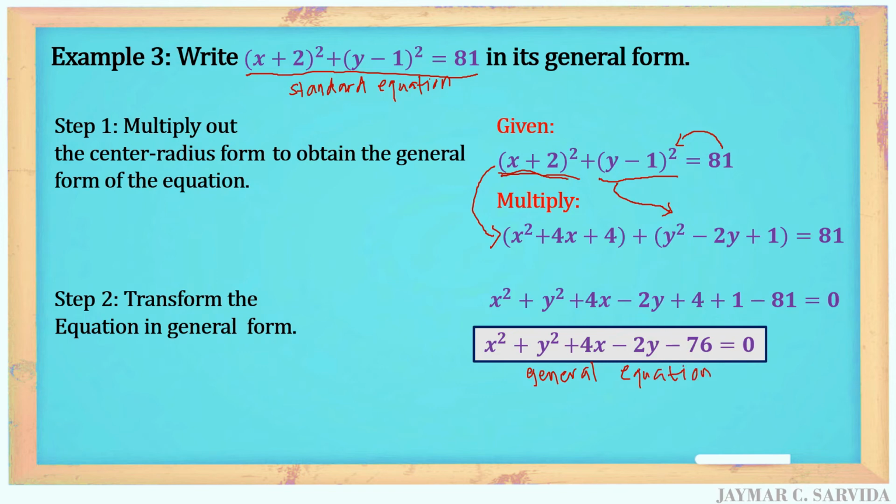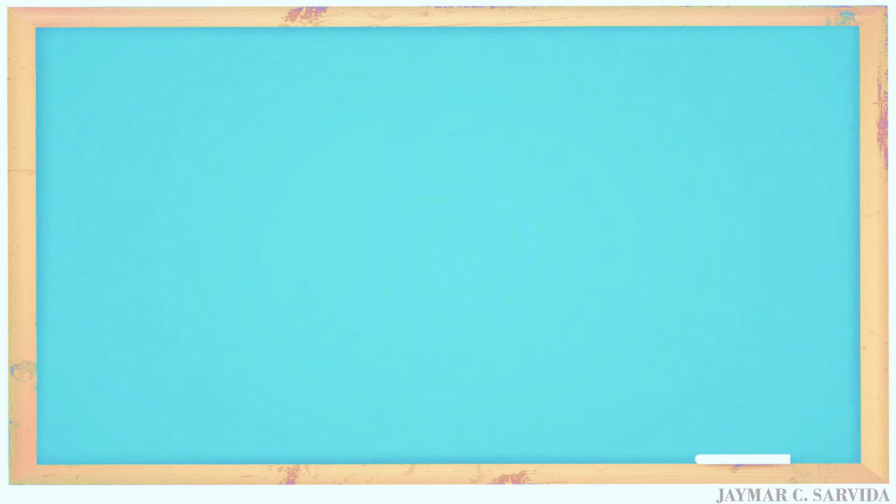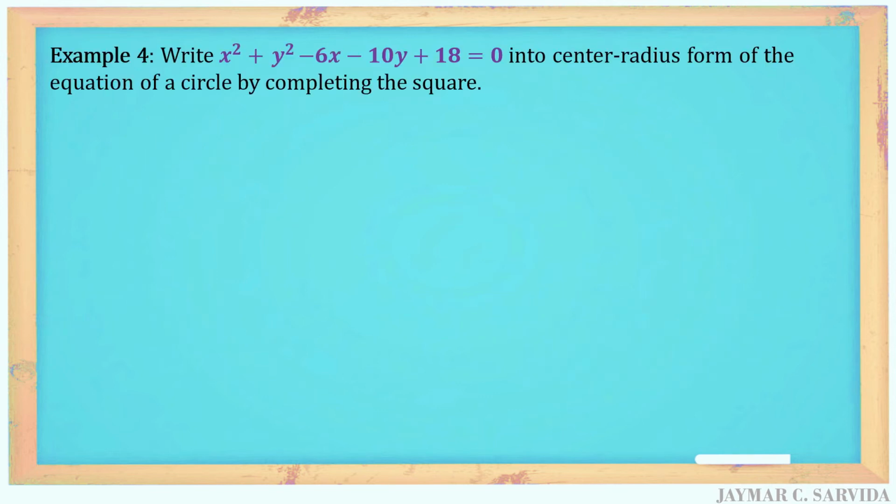Okay? So next is, write here in example number 4, write x squared plus y squared minus 6x minus 10y plus 18 equals 0 into center radius form of the equation of a circle by completing the square. Okay, class, in this example, ito naman ay yung ating general equation. Gagawin natin siya ngayong center radius form or the standard equation, or the standard form. So yung general equation, gagawin natin standard equation.